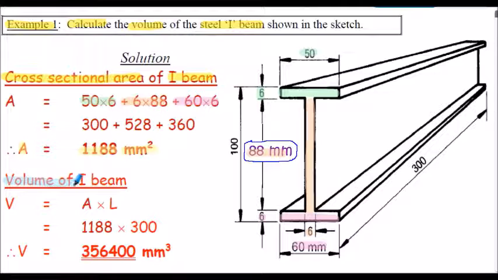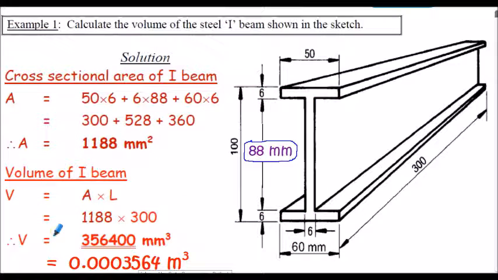Now to calculate the volume of the I-beam, V, it's simply the area, A, calculated above, 1188 millimeters squared, multiplied by the length of the prismatic section, the length of the I-beam here, and that's 300 millimeters given in the question. Evaluating the volume of the I-section beam is 356,400 millimeters cubed. That's a typical illustration of calculating the volume of a prismatic section, in this case an I-section.